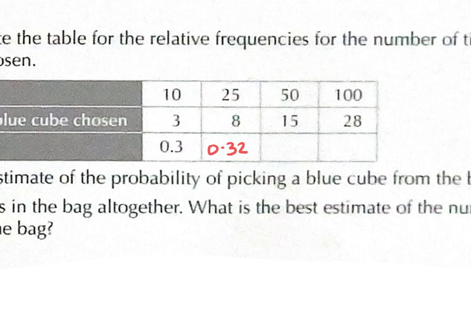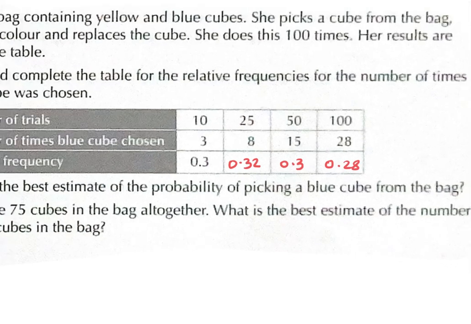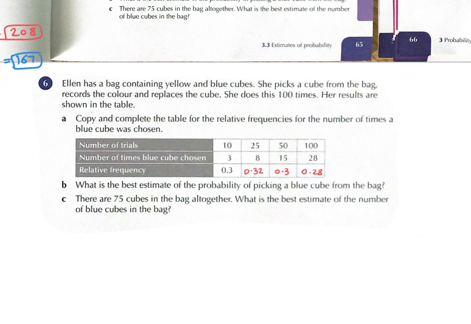First figure out everything. So 15 divided by 50 equals 0.3. 28 divided by 100 equals 0.28. Okay. This is the answer for A.